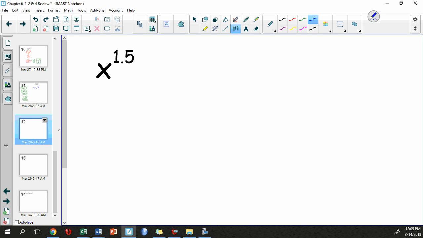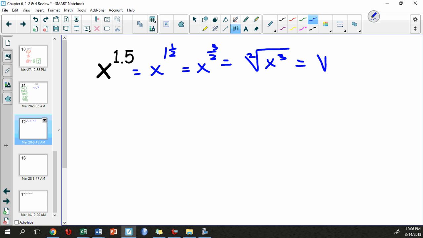What about this? We did this in class and in homework. So how did we go about doing this? Turn this into a fraction, right? So this is going to be x to the 1/2, x to the 3 over 2. And then this is going to be my check mark: my base is x, my power is 3, my root is 2. So it's simply the square root of x cubed. Yep.